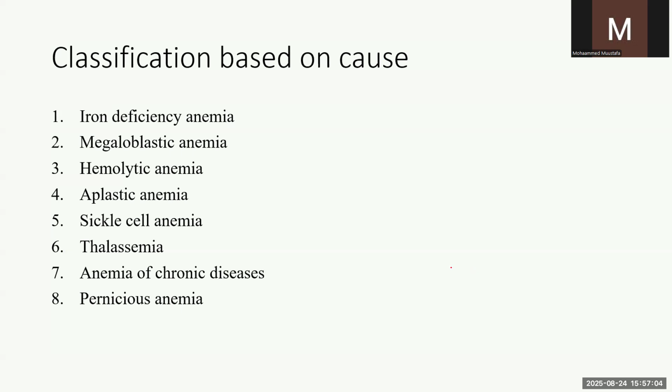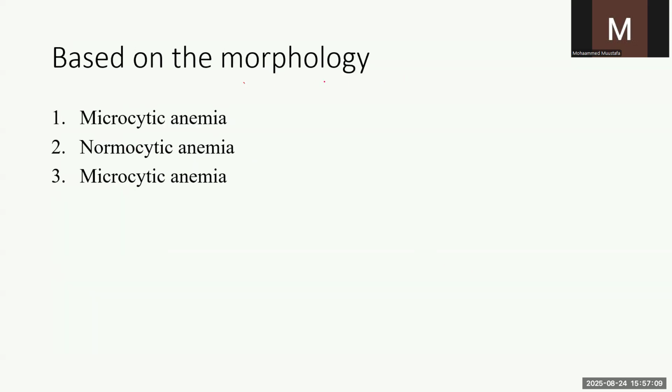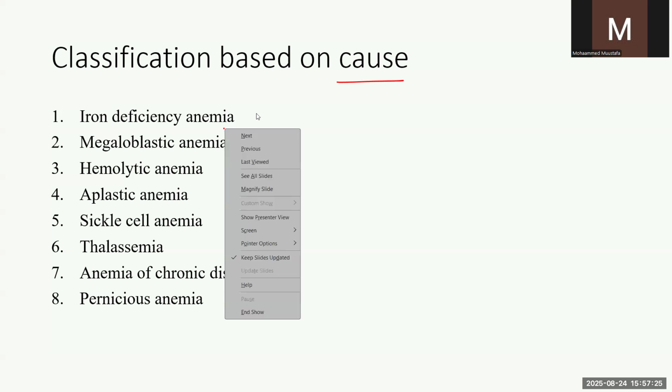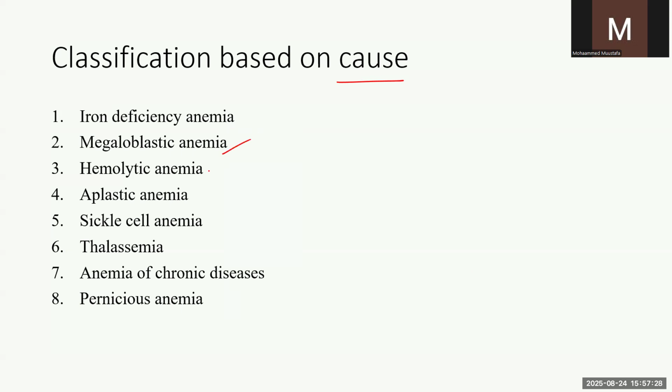So grossly, it is classified into two mainly. One is based on the cause, another one is based on the morphology. Okay, they could overlap each other. We'll see which cause may cause which morphological type of anemia. Under cause, we have first iron deficiency anemia, and then megaloblastic anemia, hemolytic anemia, aplastic anemia, sickle cell anemia, thalassemia, anemia due to chronic diseases, and pernicious anemia. In detail, we are going to discuss all of these in further videos.